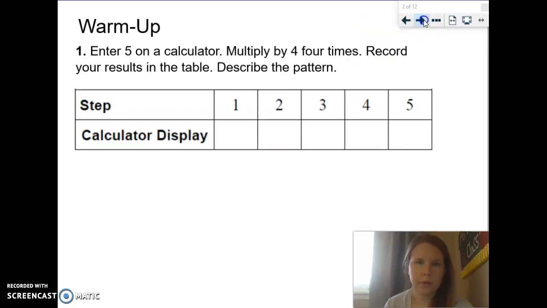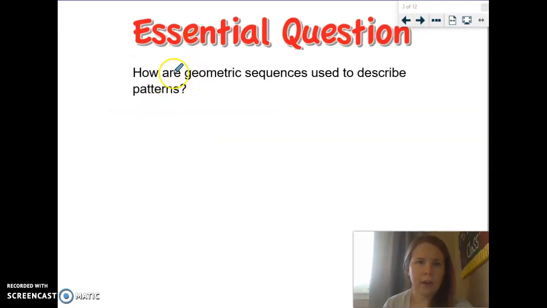All right, let's skip ahead to the warm up. Like I said, how are geometric sequences used to describe patterns? The biggest thing is understanding what makes it a geometric sequence versus an arithmetic sequence. What is happening between those numbers every time you jump positions?